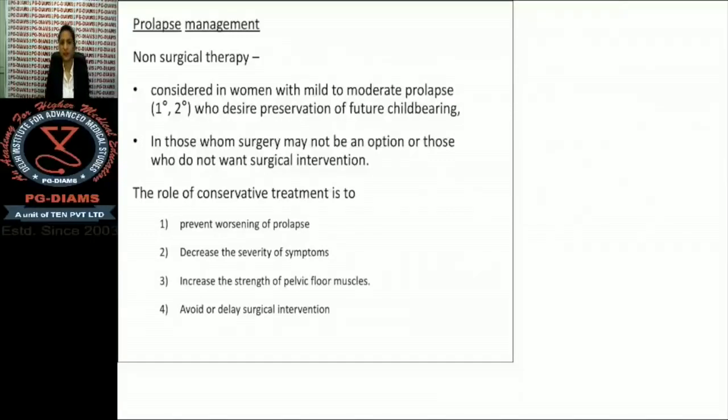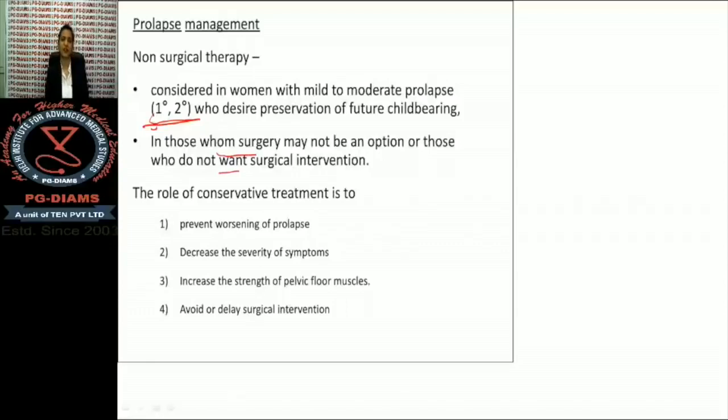So only for mild to moderate prolapses, first degree or second degree prolapses, you will think of non-surgical managements, that it will have any benefit. And there are certain women who have medical comorbidities. In these women, you don't want to do a surgery because those patients are high risk cases. In them, we can opt for non-surgical managements. Then there are certain patients who do not want a surgery. For them also, non-surgical therapy is a management option.